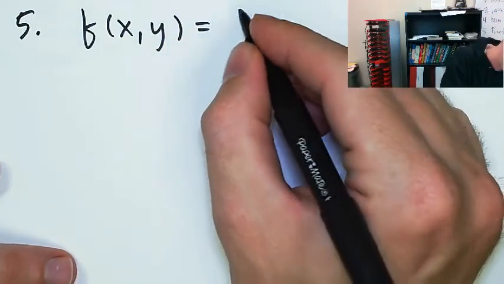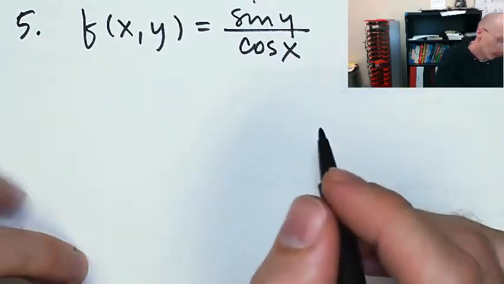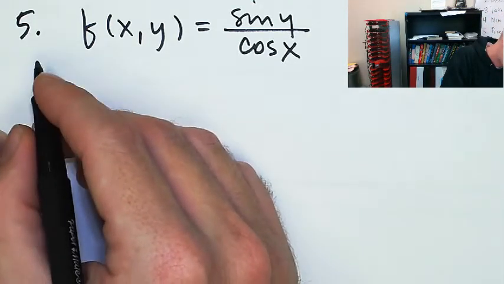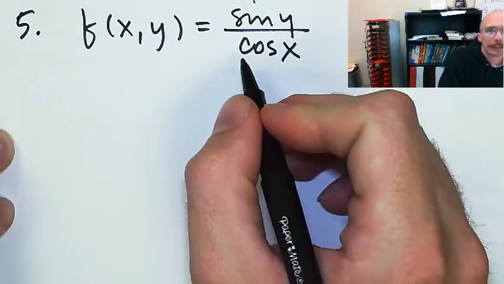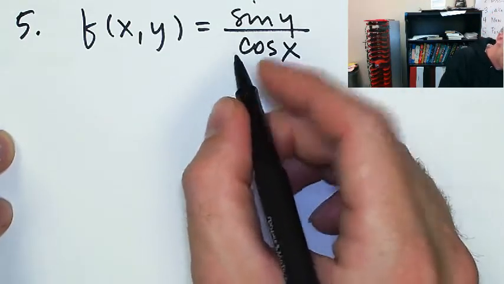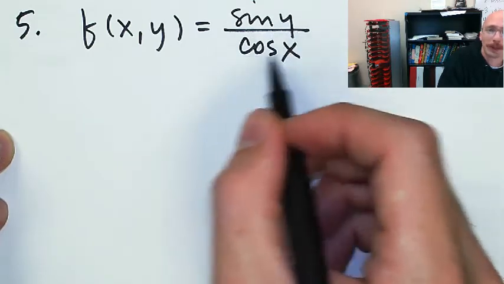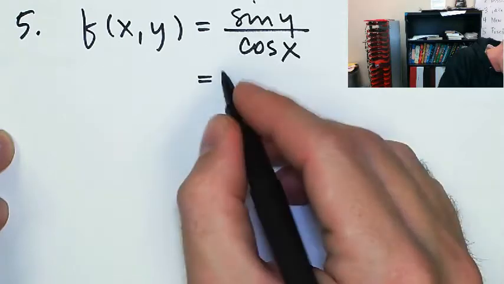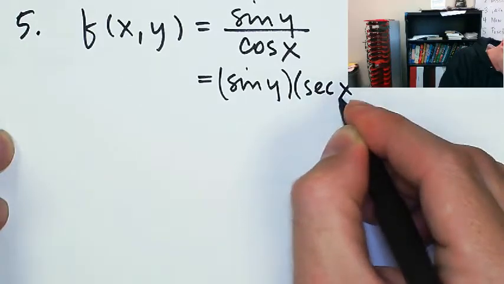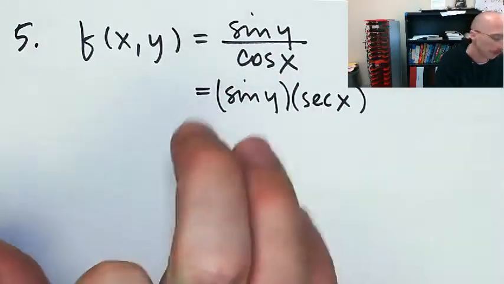Sine y over cosine x. Right, so I'm going to start off with fx. I think for sine y, or wait, we're taking with respect to y, I'm going to leave it like this, but to take the derivative with respect to x, I'm going to write this as sine y times secant x, just so that the thing with the x is in the numerator. Okay, so you could use either of these formulas to start your derivative taking.